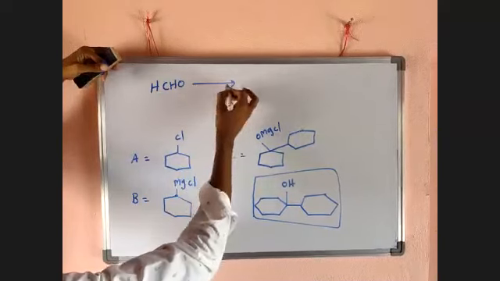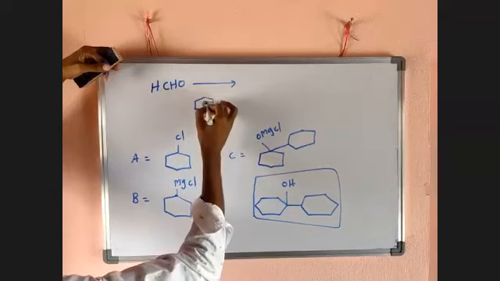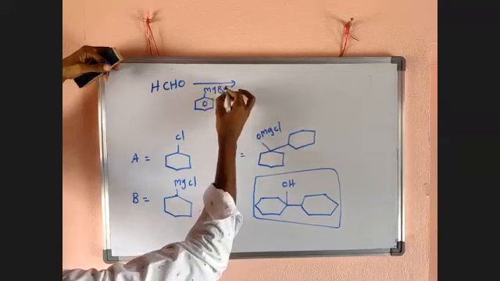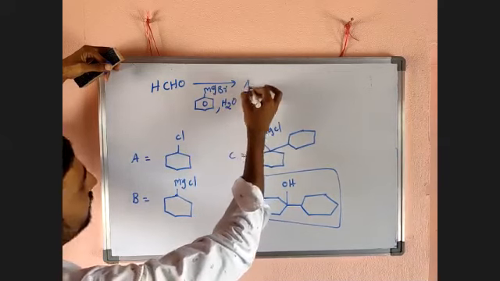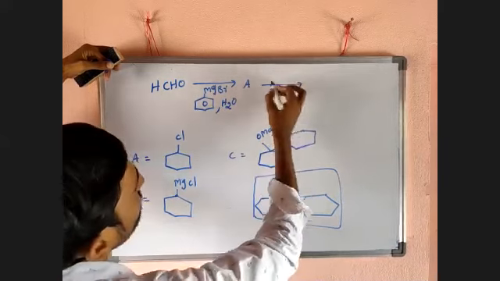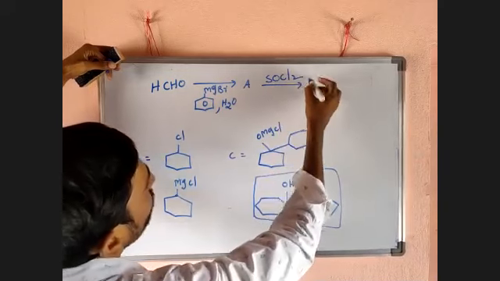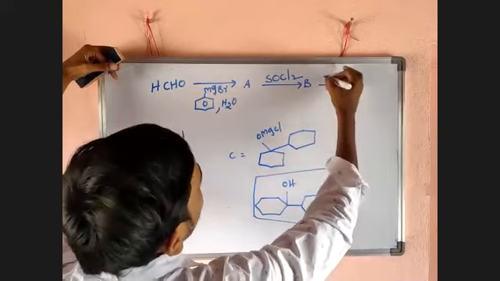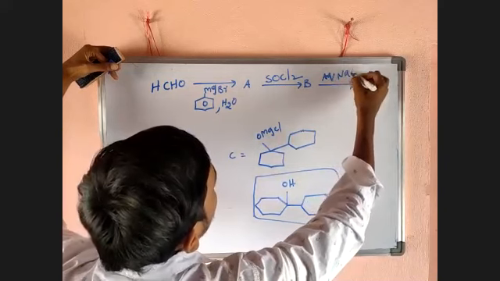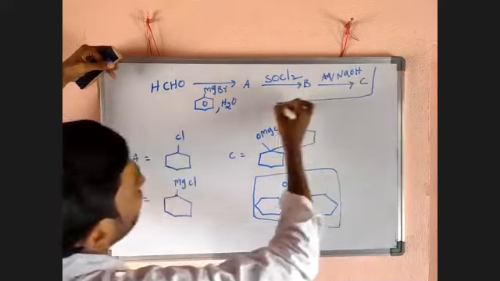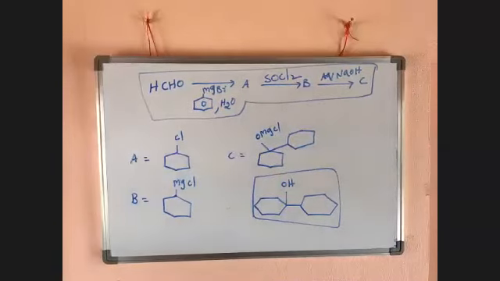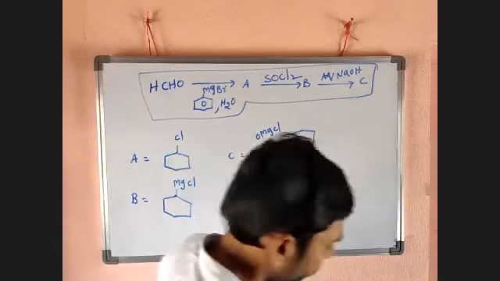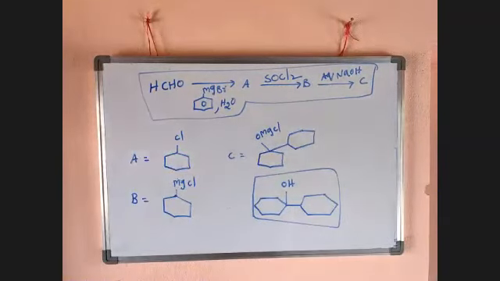HCHO gives, with MgBr followed by hydrolysis, A. Then on reaction with SOCl2 you will get B, which on reaction with aqueous NaOH you will get C. Find A, B, C. Complete that one in your home. Hope this was completed.